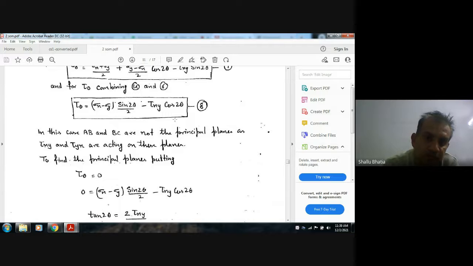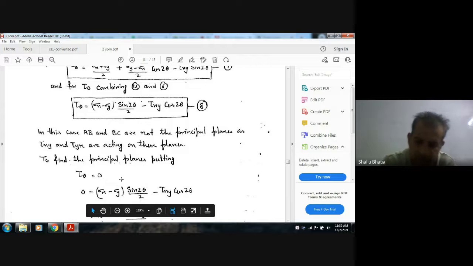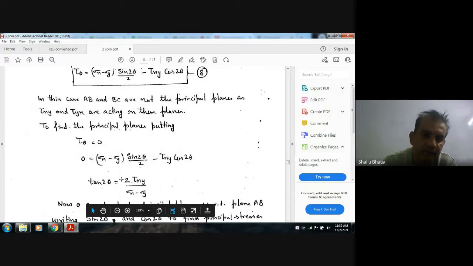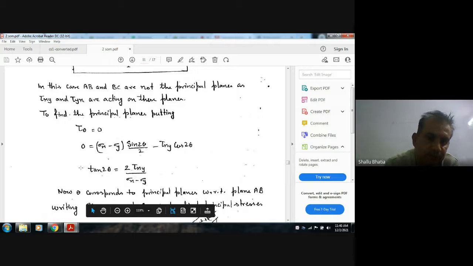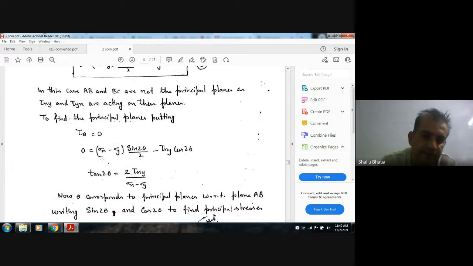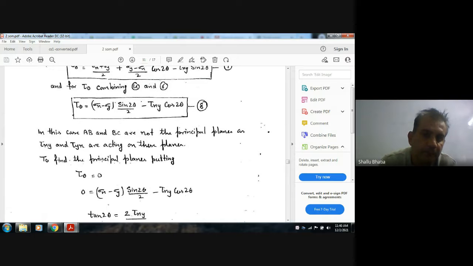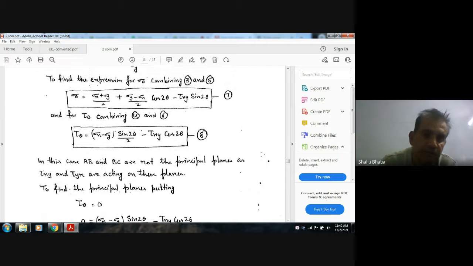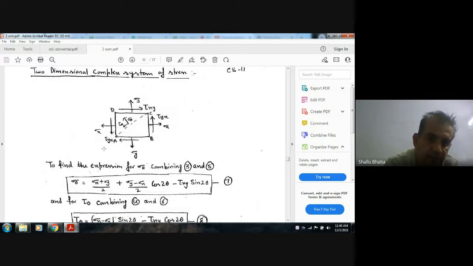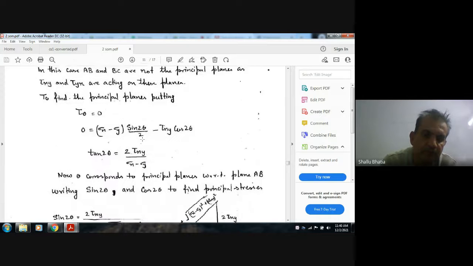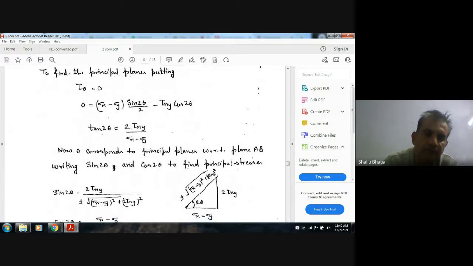So we will put tau theta is equal to 0 in this case, and we'll find out the tangent 2 theta. Okay, we'll find out the angle theta. So angle theta is the angle of the principal plane with the plane AB. So once the principal planes are found, we can find out principal stresses. Tangent 2 theta is here 2 tau xy over sigma x minus sigma y. So this is the principal plane angle.